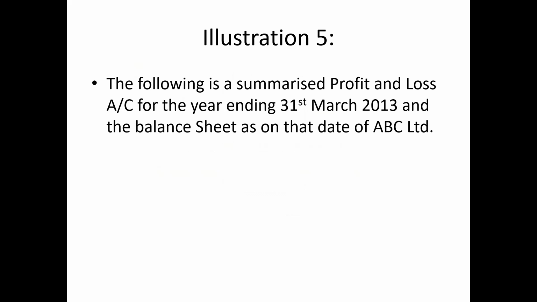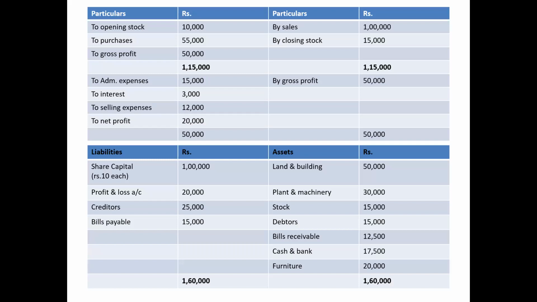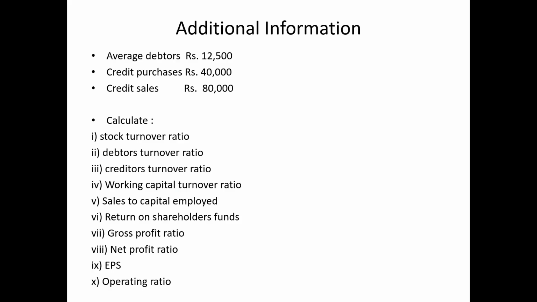Now, this is the main numerical. I want you all to do it nicely because a lot of ratios are covered in this numerical. The following is a summarized profit and loss account for the year ending 31st March 13 and the balance sheet on that date. Your P&L account, trading account, and balance sheet are given. Additional information is also given, like average debtors, credit purchases, and credit sales. We have these 10 ratios to calculate, so we'll calculate them one by one.